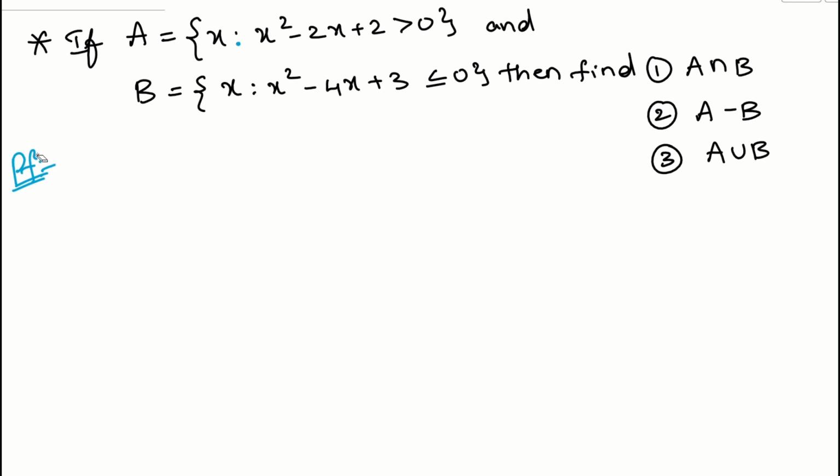Instead of a proof, actually we should write it as a solution, not the proof here. So let us move on. What is the set A given here? A is nothing but x such that x square minus 2x plus 2 is greater than 0, right? So first of all, what we need to do? We will be going with this quadratic equation we need to consider.